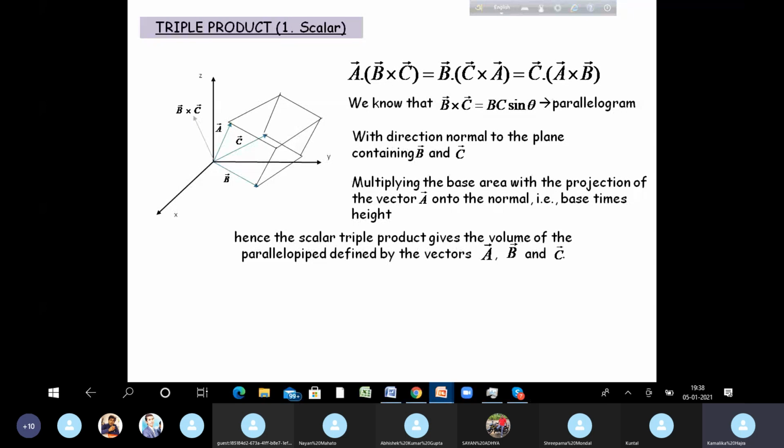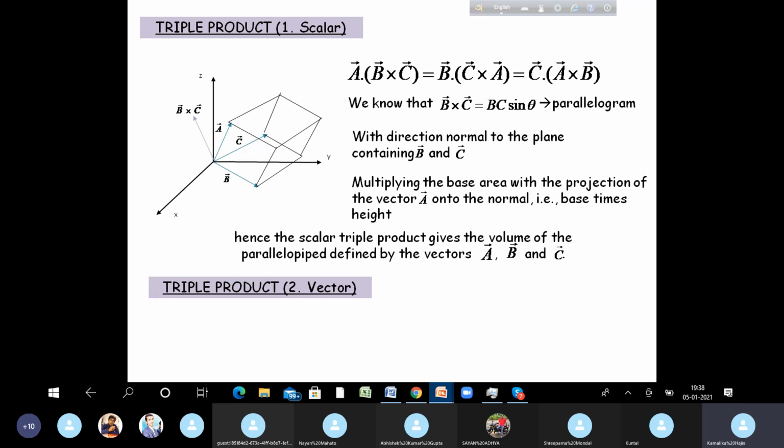Has everybody understood, or does anyone want me to repeat this? I think this is very simple, and you should understand this if you have done your coordinate geometry in your class 10, 11 and 12.